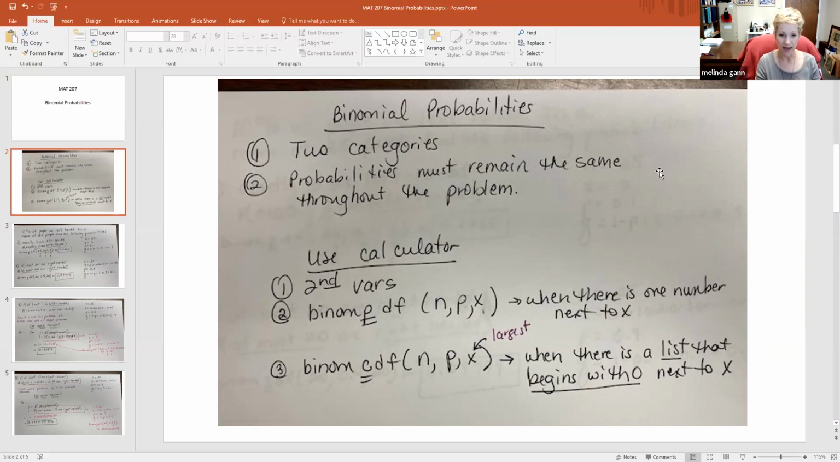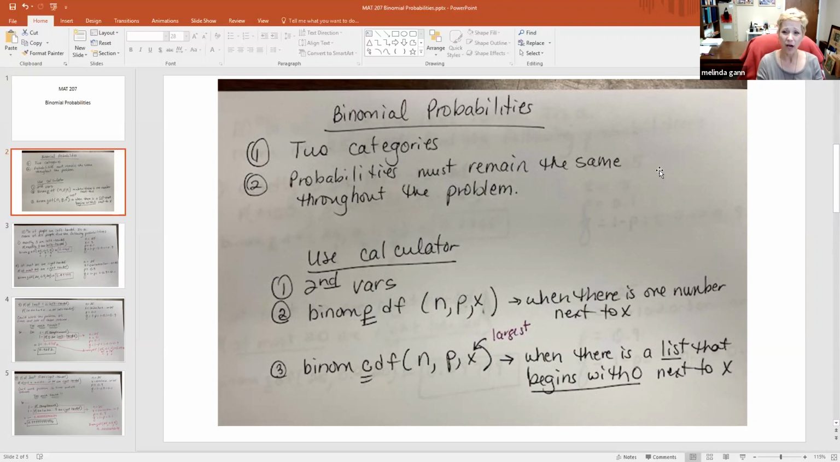Like we talked about, you have to have independent things happening. So your chance of being right on question 1, your chance of being right on question 8, and your chance of being right on question 11 have all got to be the same. It can't change in the middle of the problem. If it does, then you can work it, but you can't work it using binomial, okay?